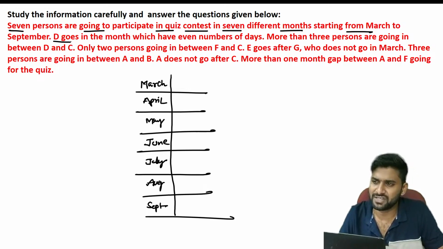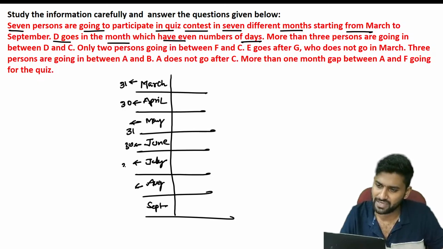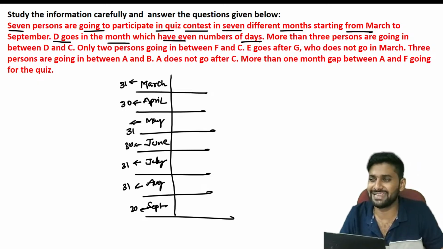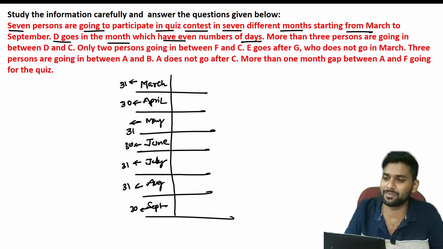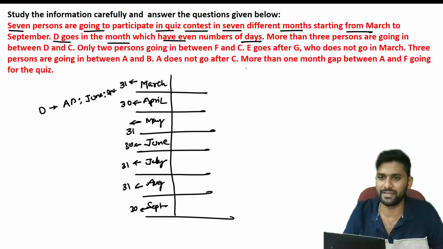Now the first information: D goes in a month which has an even number of days. Guys, you already know that March has 31 days. So write down the number of days, maybe it helps for your conditions. Remember, July and August have an equal number of days. D goes in a month with an even number of days, so D can be either April, June, or September. These are the 3 different possibilities you can get from that point.